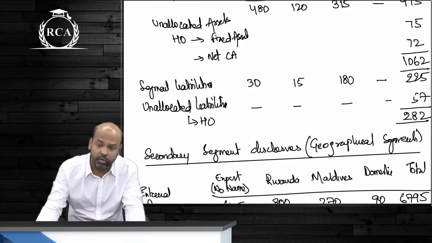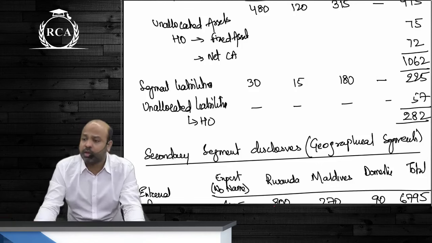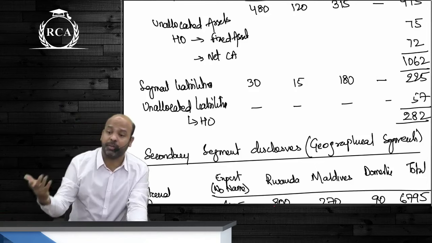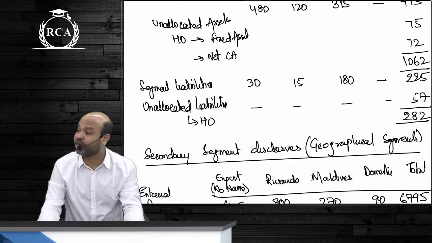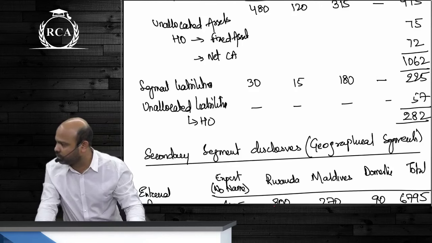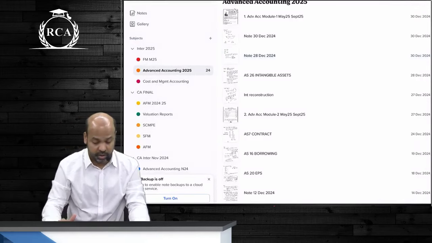AS-17 also. If you have only one segment, guys, one business segment, one geographical segment, disclosures will not be required, guys, under notes to accounts because the entire P&L statement and balance sheet will be in respect of that one business segment and one geographical segment only. Is that clear, guys? Chalo beta. That's the end of AS-17.